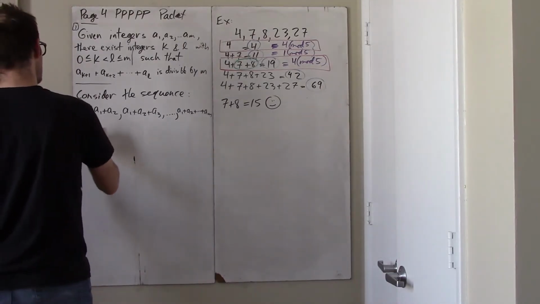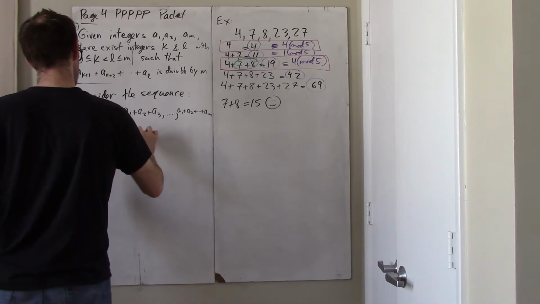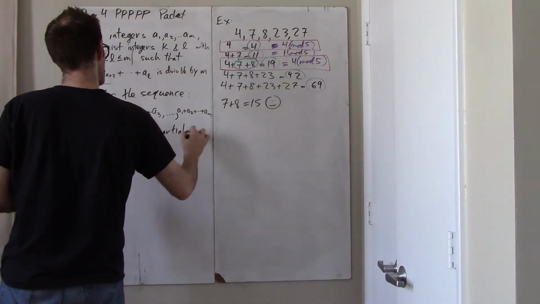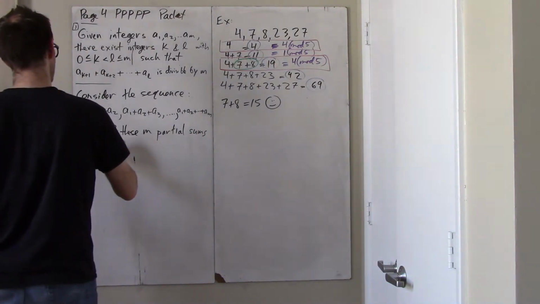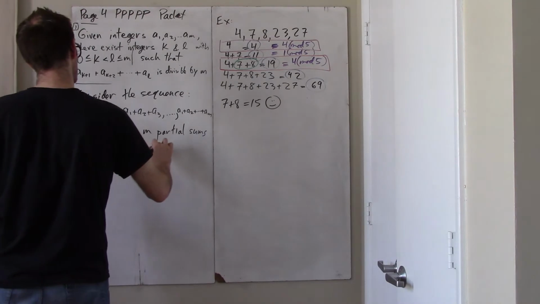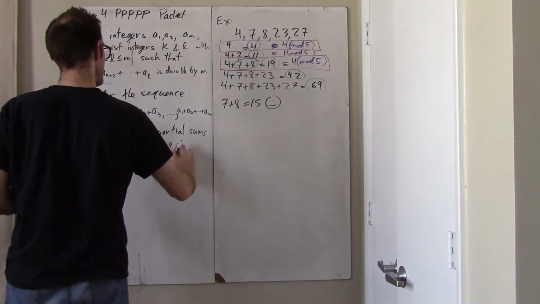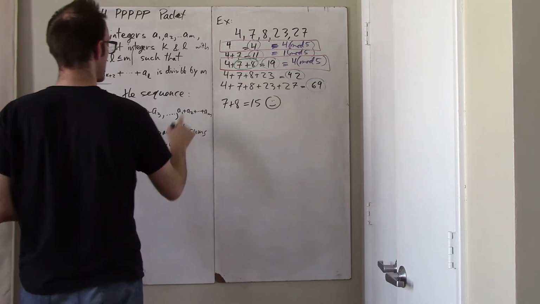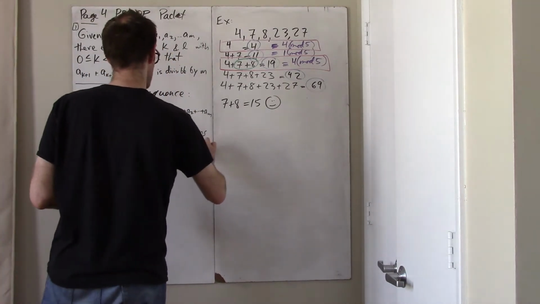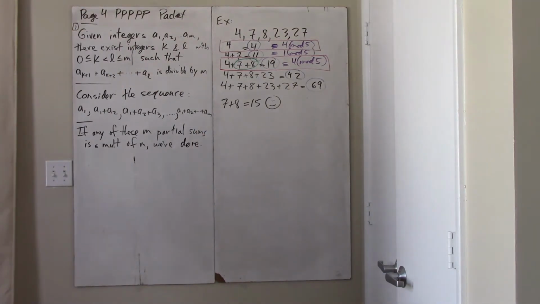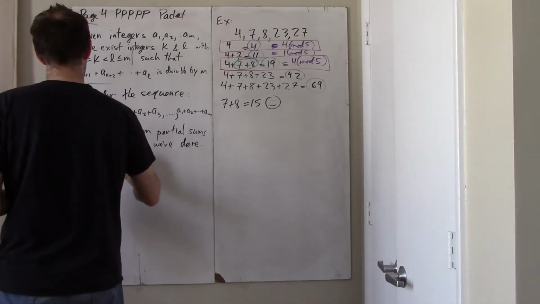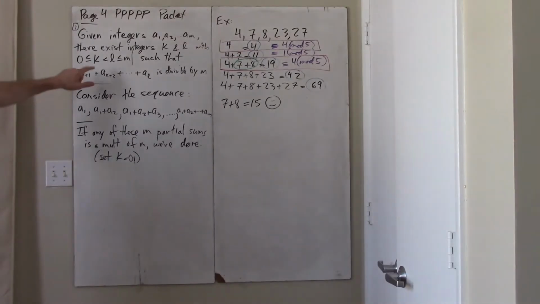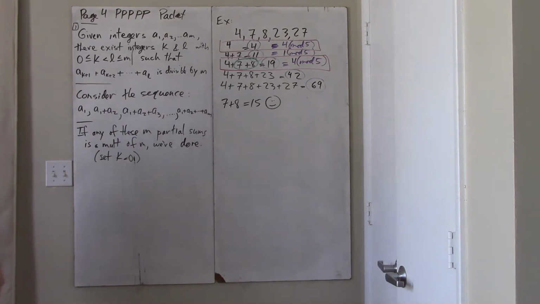So observation number 1, if any of these M partial sums is a multiple of 5, is a multiple of M, we're done. Because that's all the theorem claims, that there's some consecutive sum of the elements of the sequence which is a multiple of 5. Okay, good. And just to clarify, in the theorem, that would be equivalent to setting k equal to 0. So you'd start with the first term, you'd go all the way to whichever one it is.